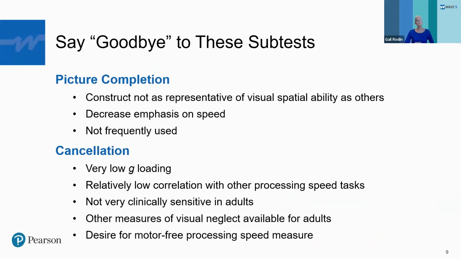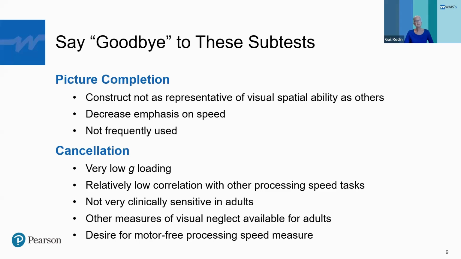Well, to make room for all of that, we had to say goodbye to some subtests. We are leaving behind picture completion and cancellation. Picture completion, it turns out, the construct it's testing is not really as representative of visual spatial ability as the other tasks that we've left in. We also wanted to decrease the emphasis on speed in that area, and we found that it's not frequently used. It's probably the least frequently used of all the subtests in WAIS. So that's one that we're saying goodbye to.